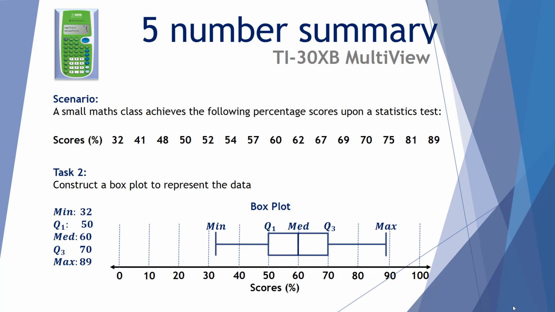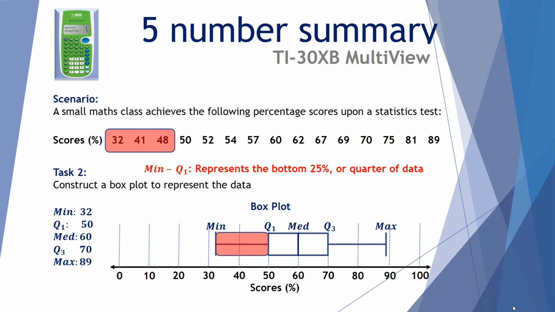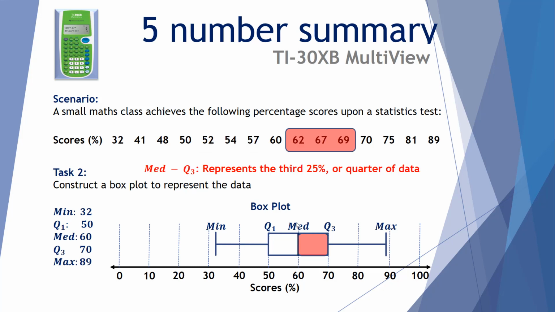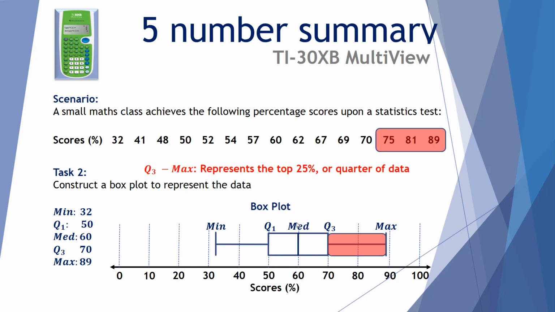Let's examine our box plot a little further. First of all, between min and Q1, our minimum value and the first quartile, represents the bottom 25% or quarter of data. Between Q1 and the median represents the second 25% or quarter of data. Between the median and Q3 represents the third 25% or quarter of data. And finally, between Q3 and maximum represents the top 25% or quarter of data.